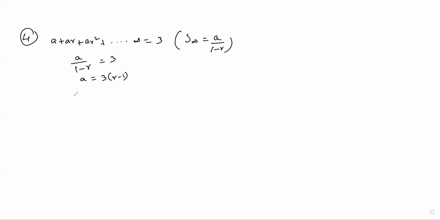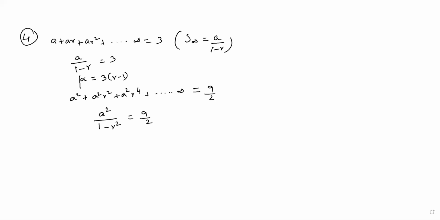Next, the sum of squares of these terms: a square, a square r square, a square r power 4, and so on up to infinite terms. This sum is given as 9 by 2. Now for the sum of cubes, we need to find the a value and r value. This is also a sum of infinite terms in a GP. Here the first term is a square, by 1 minus r square, is equal to 9 by 2.